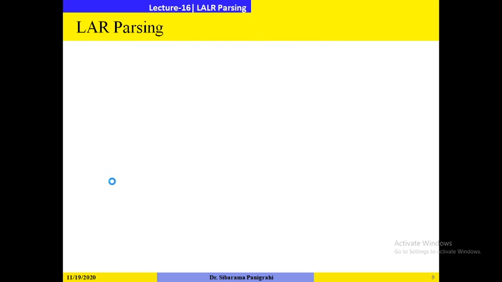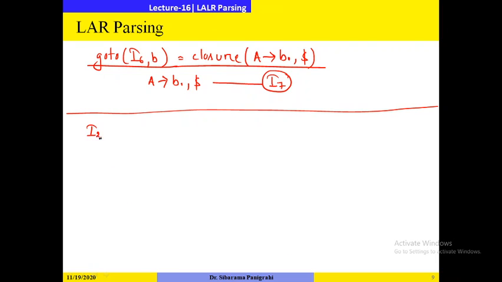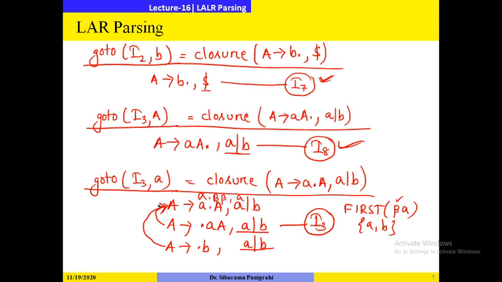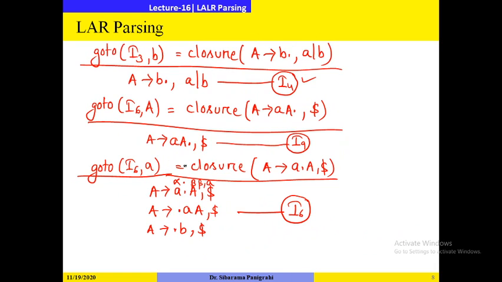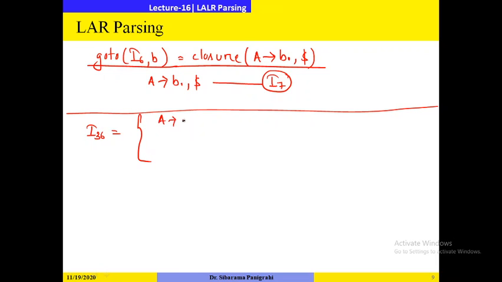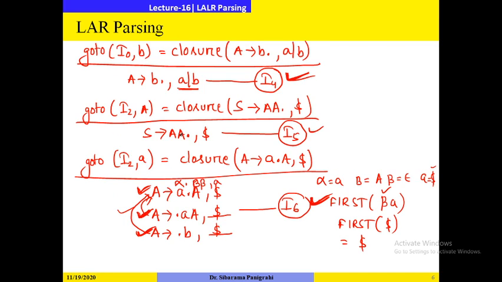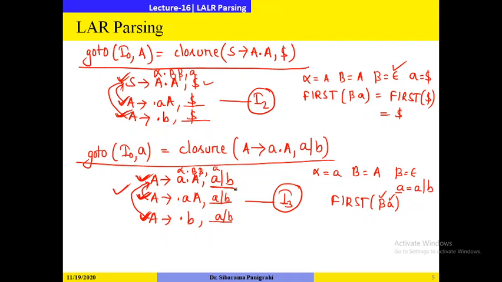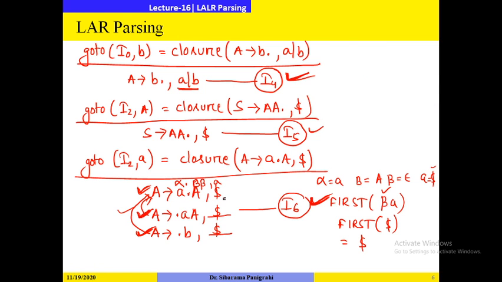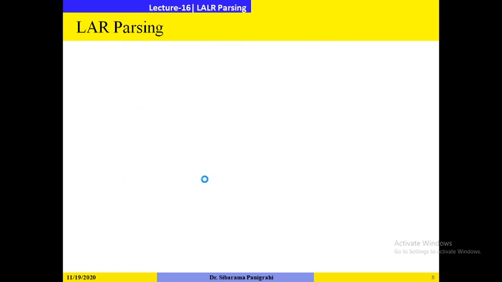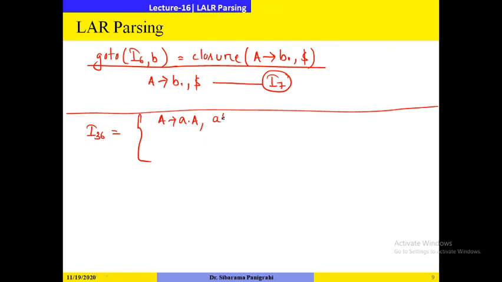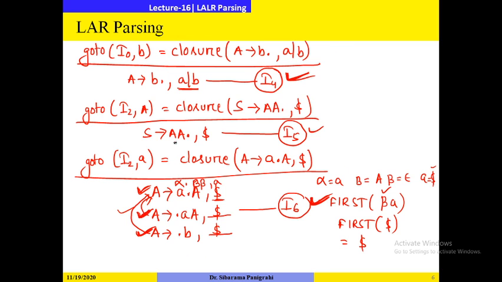So here we will name a new name as I36. What will I36 contain? I36 will contain I3 items and I6 items. Those productions are same. So A gives to A dot A. In I3 what is the look ahead symbol? In I3 the look ahead symbol is A or B, whereas in I6 the look ahead symbol is dollar. So you have to combine the look ahead symbols: A B dollar.